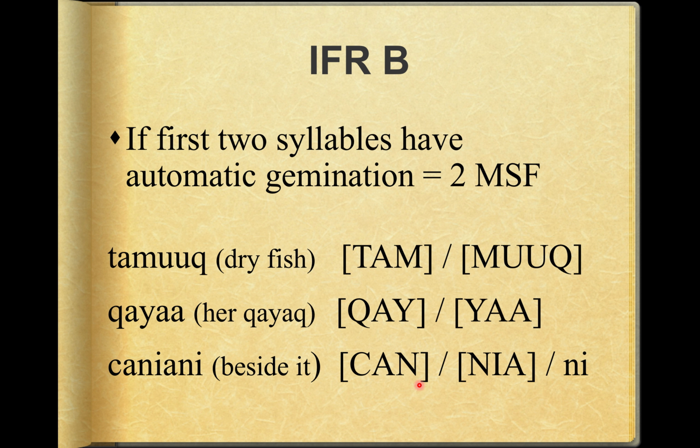And then you have this one, chanyani. Chan is closed, so it won't be lengthened. Nya is open and not the end of the word, so it can also be lengthened. Chanyani. Ni is a stray syllable, doesn't fit into a foot, doesn't get any emphasis, is never lengthened. Poor ni.